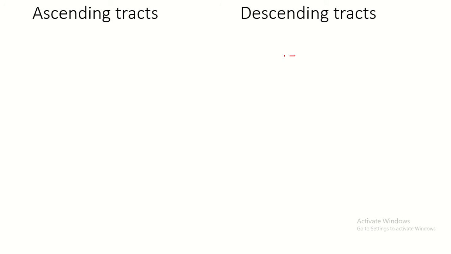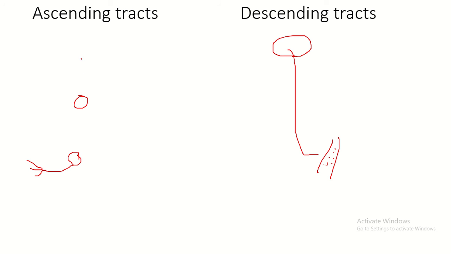Descending tract carries motor sensation from the brain to the effector organ, for example, skeletal muscle. Ascending tract receives sensory information at first in the receptor, and then by using 3 sets of neurons, it transmits the sensory information to the primary sensory area of the cerebrum, area number 312, the postcentral gyrus of the cerebrum.